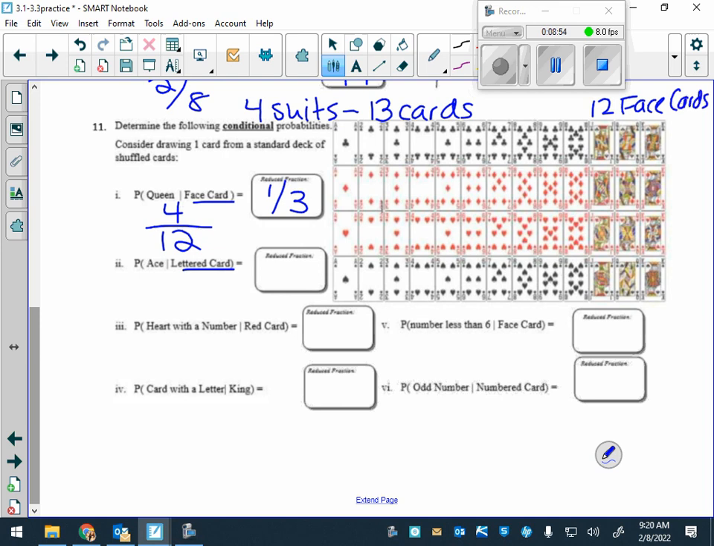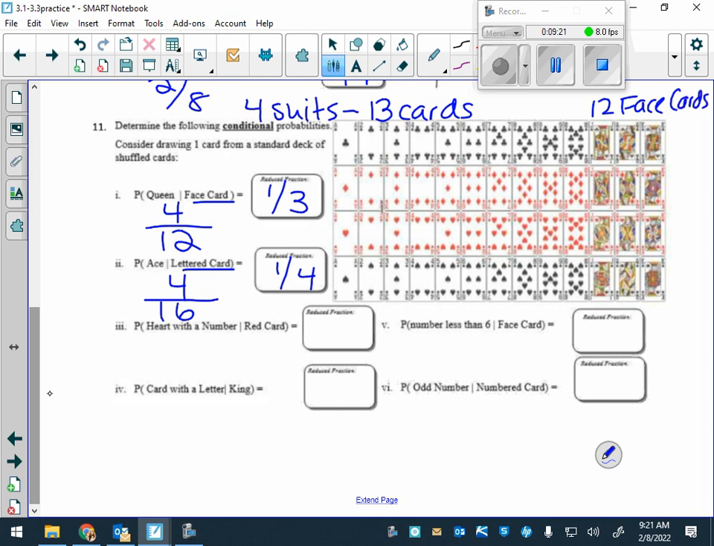All right? So probability an ace is chosen given it's out of lettered cards. So how many lettered cards are there? 16. Good. Out of those 16, how many of them are aces? 4. So 4 out of 16, 1/4.